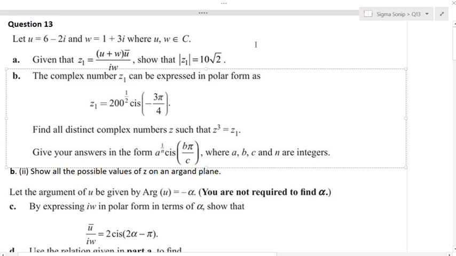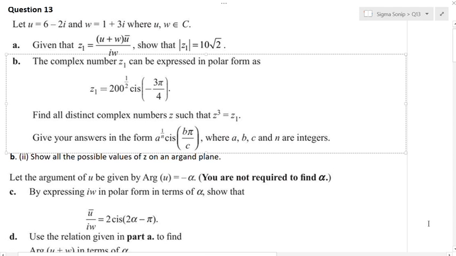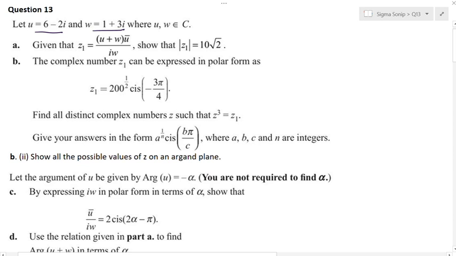So, okay, this question number 13, it's a miscellaneous kind of question. There are many concepts involved in this question, and at a glance, it looks like this. You got parts A, B, C, and D, and everything starts from the expression of two complex numbers that are given here: U equals 6 minus 2 iota, and W equals 1 plus 3 iota. And then we got different things here. I think it would be better if we start working on it.